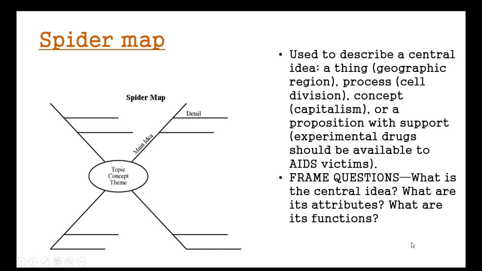Same with the spider map, it's kind of the same deal. Your thesis, or the thesis of the text, might go in the middle and the main ideas would go out on these legs and then these branches would have the details. And it would help you see what's important and what's less important. So when you're summarizing, you could take what's in the middle and what's on the legs and put that in your summary and leave the detail stuff out of the summary.